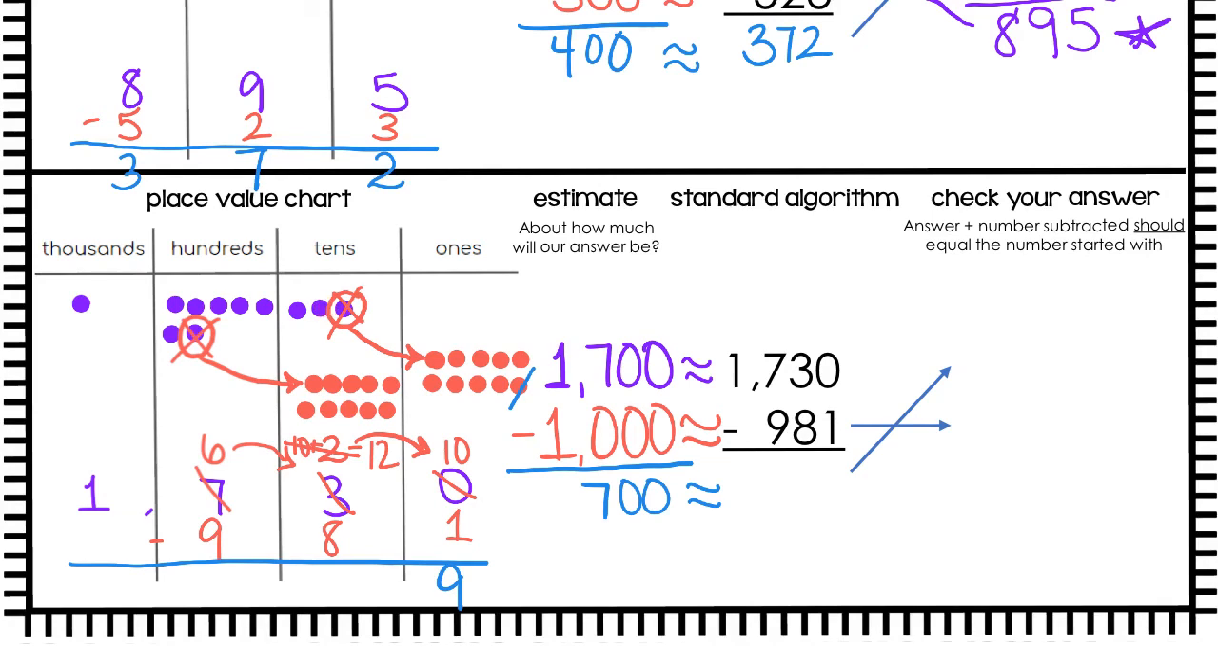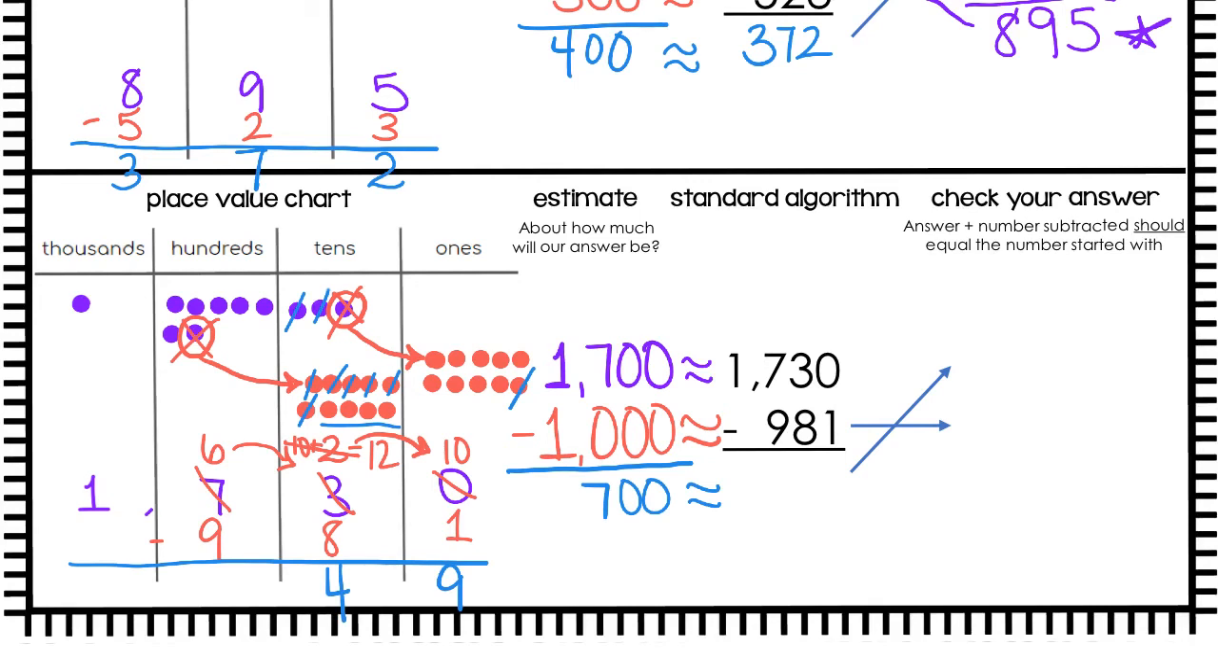Now I can take away 8 tenths. 1, 2, 3, 4, 5, 6, 7, 8 tenths. And I am left with 4 tenths. And I come over to my hundreds place. Now I have 5 hundredths, and I need to take away 9. I can't do that because if we only have 6, we can't take away 9.